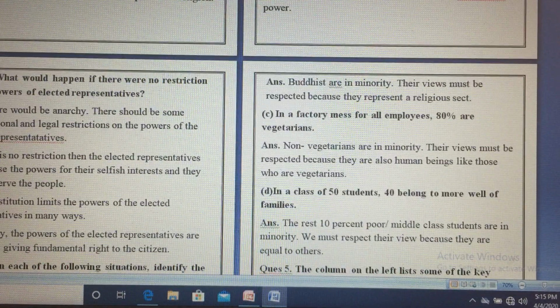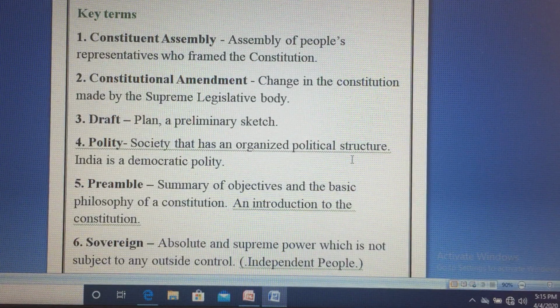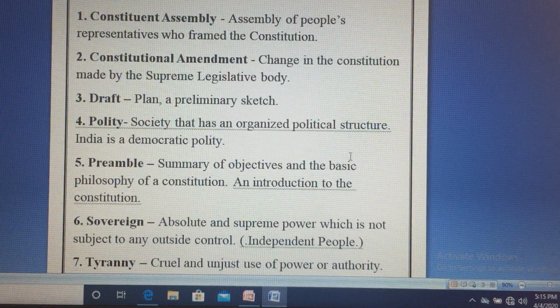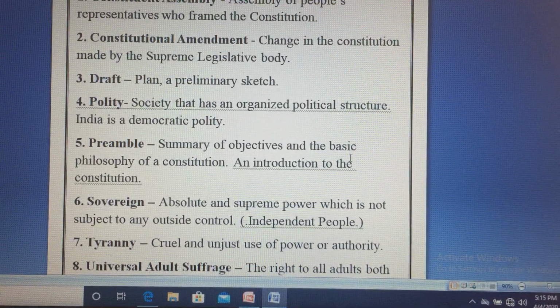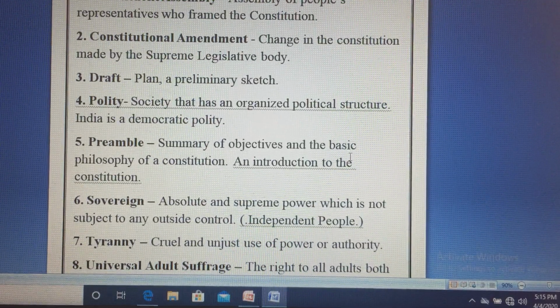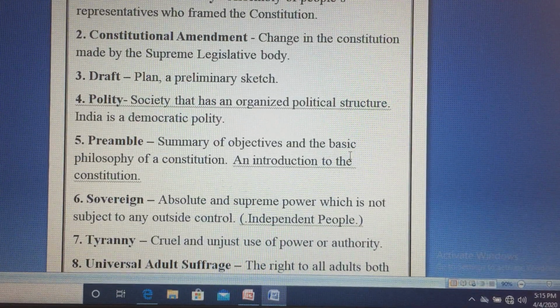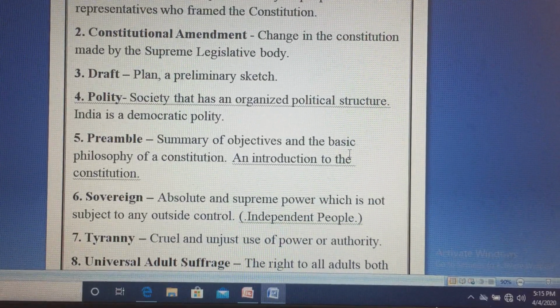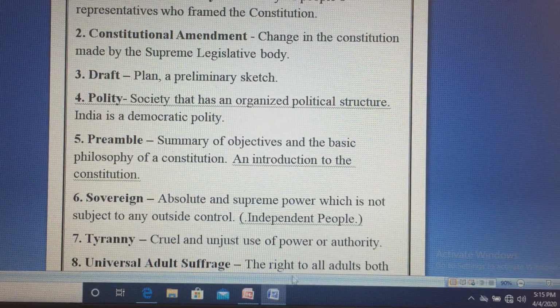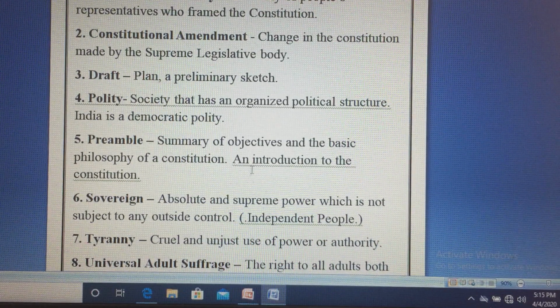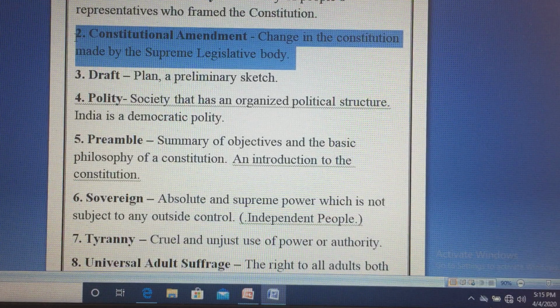Now we'll discuss the key terms, and then we'll discuss question answer. So the first key term over here is constituent assembly. It is an assembly of people representing the nation who frame the constitution. So people who frame the constitution were called the constituent assembly. Constitutional amendment: the change in the constitution made by the supreme legislative body is known as a constitutional amendment.